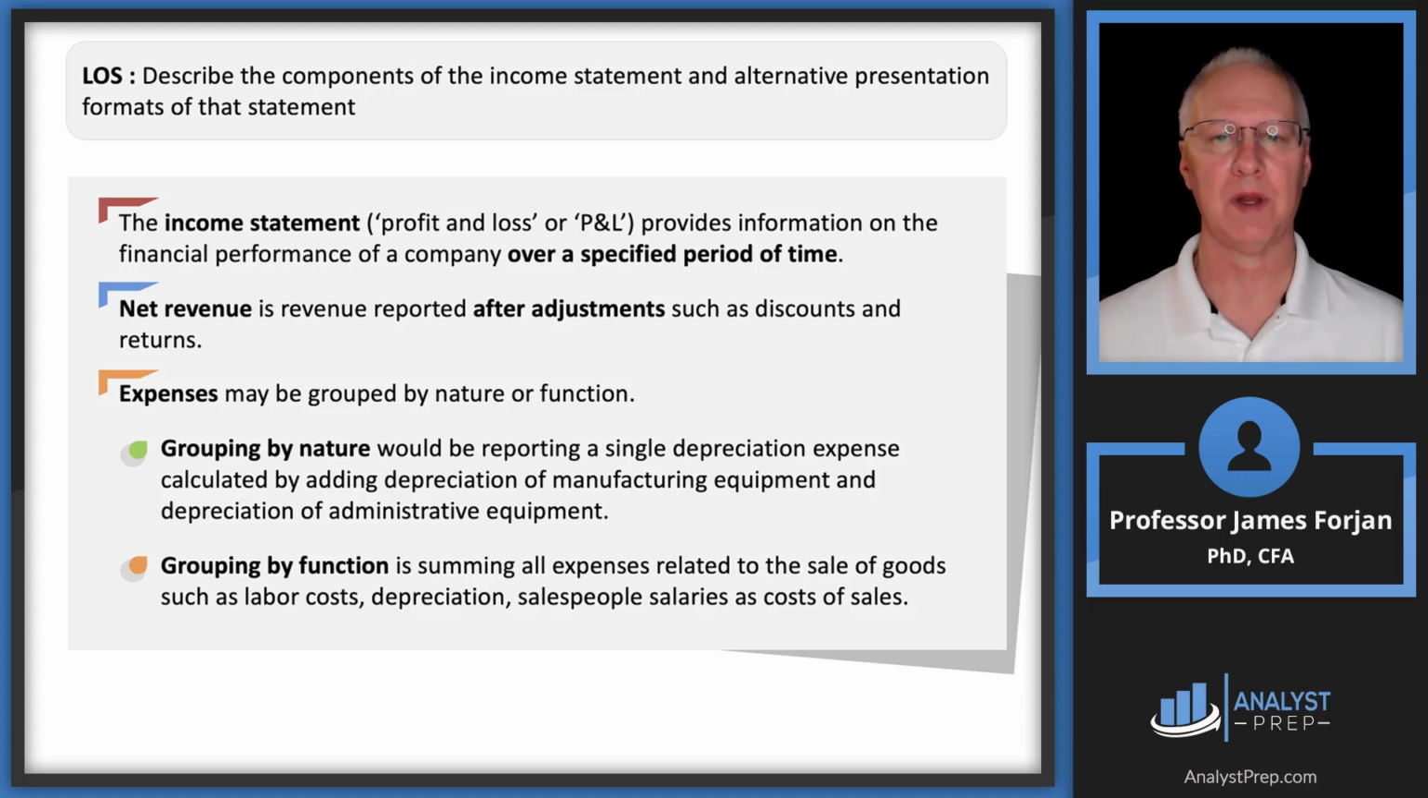So the income statement, oftentimes referred to as P&L, profit or loss, is the financial performance of a company over a specified period of time. We start at the top, and we have something called total revenues, and then we need to adjust those for things like discounts and returns. And then we're going to subtract something that we call expenses.